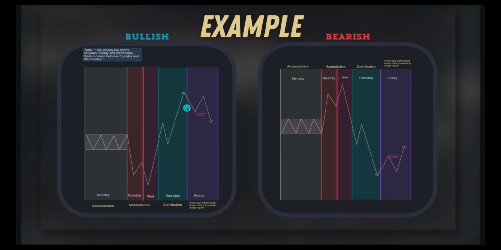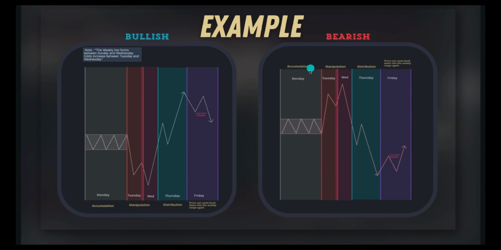So after price has distributed on Thursday, price could form a change of character, right? And it could come back down into anywhere in this area, or it could keep going up, right? Anything can happen. Now note, the weekly low forms between Sunday and Wednesday. Odds increase between Tuesday and Wednesday.